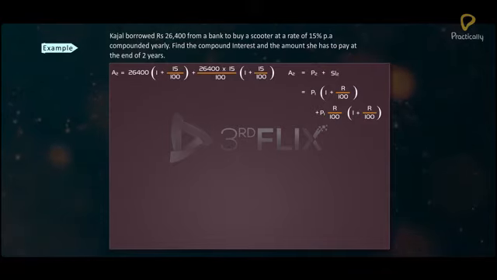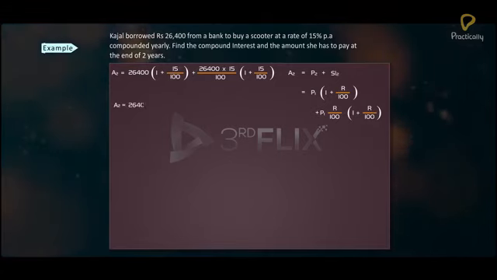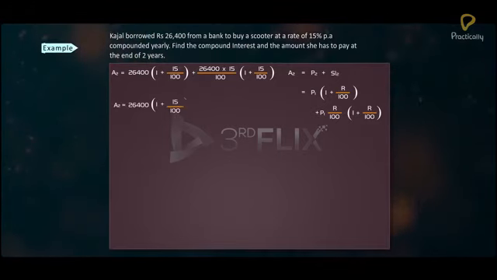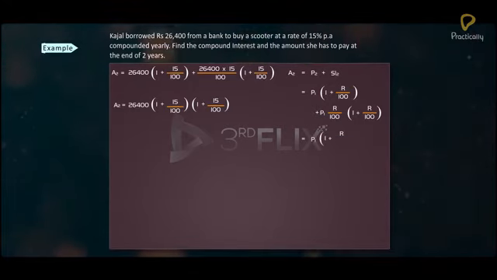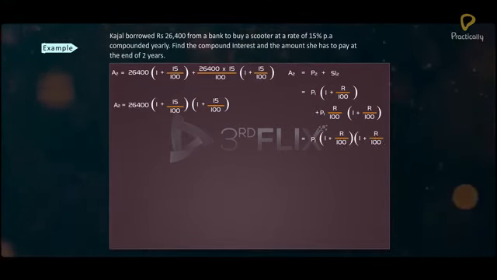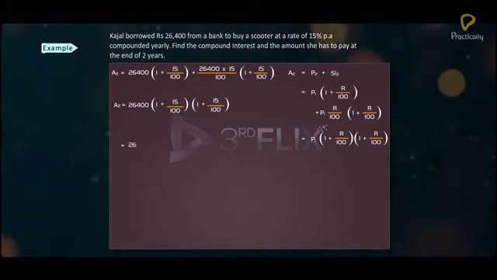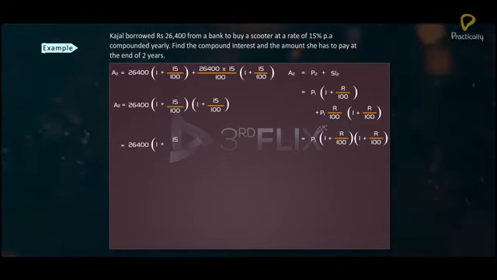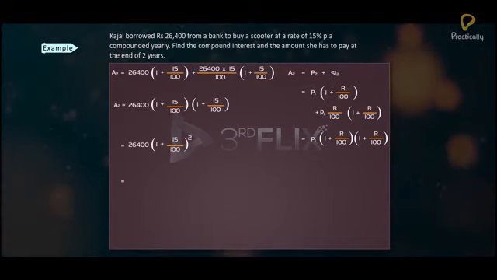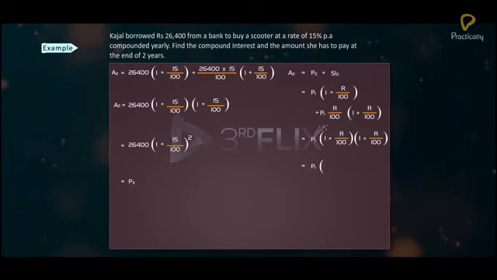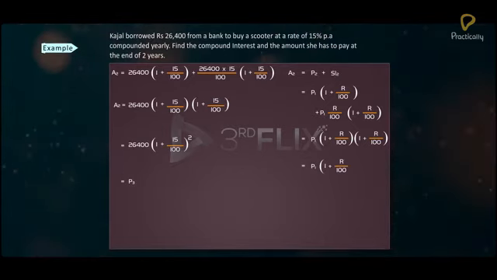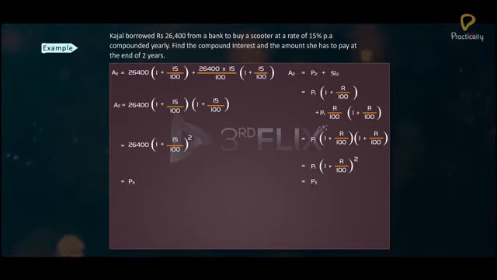So, A2 is equal to 26,400 into (1 plus 15 by 100) into (1 plus 15 by 100). That is, P1 into (1 plus R by 100) into (1 plus R by 100). It is equal to 26,400 into (1 plus 15 by 100) whole square, which is equal to P3. That is, P1 into (1 plus R by 100) whole square, which is equal to P3.